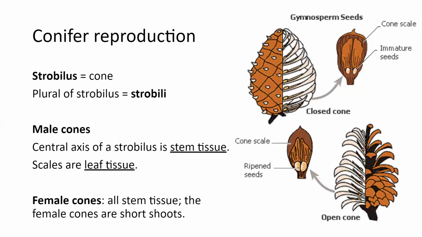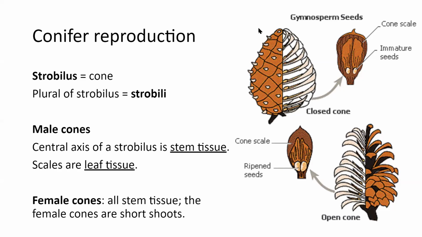So let's break down the strobilus, or the cone, for the female. This is the megasporangiate. When we're talking about multiple cones, we might call them strobili. That's the plural of strobilus. In male cones, there is a central axis where the scales are attached to stem tissue, whereas the scales themselves are leaf tissue. In the females, the entire structure is stem tissue. We can think of the female cones as actually short shoots.